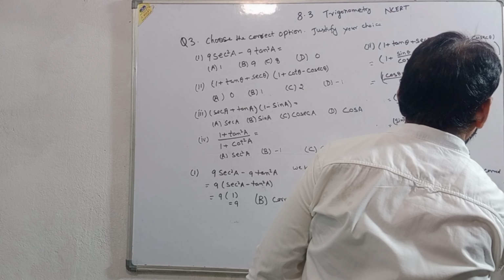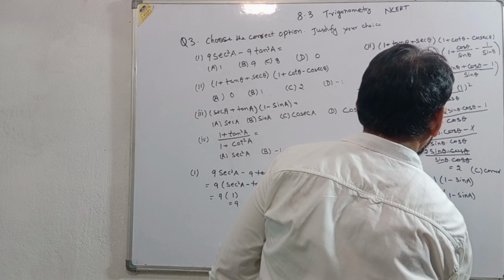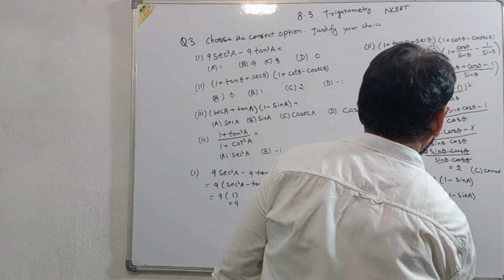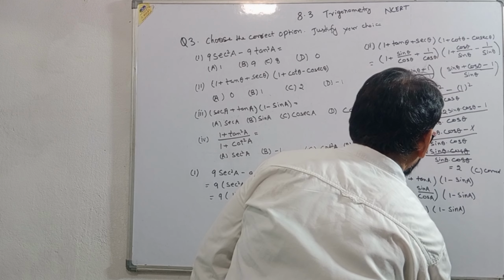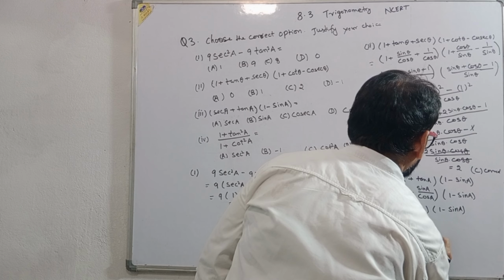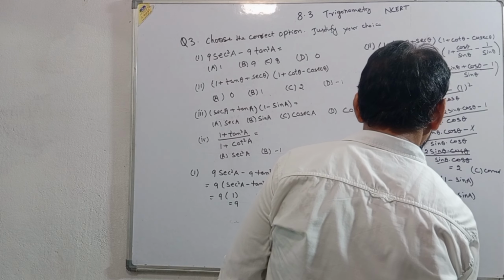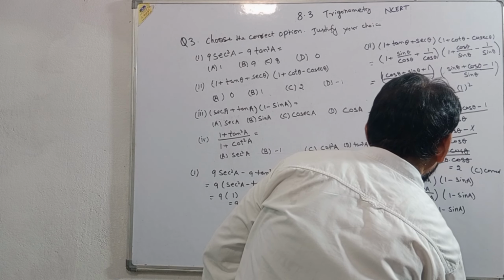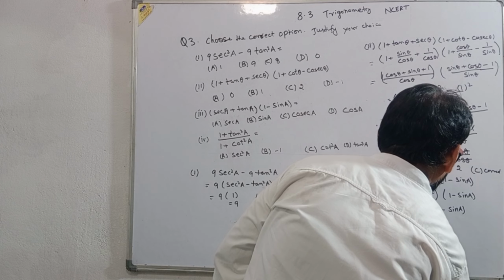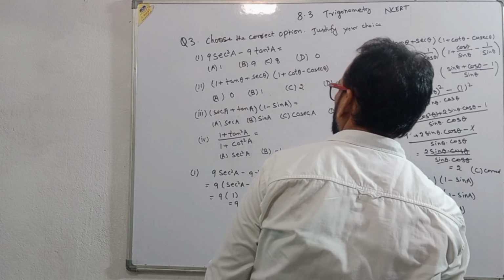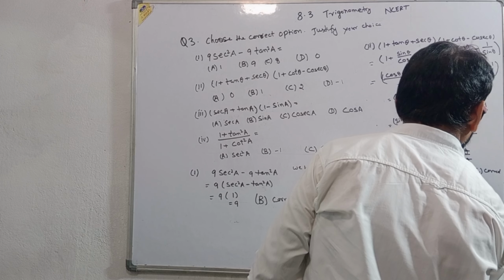One minus sin A, cos A, 1 plus sin A. Here, 1 minus sin A, 1 minus sin square A. Here, cos square A divided by cos A. Answer: cos A. Option D. D is correct.